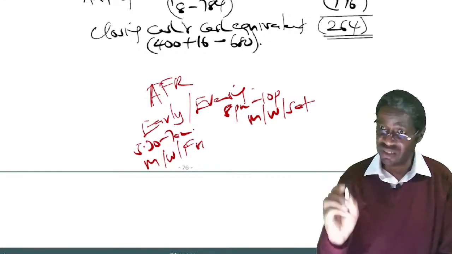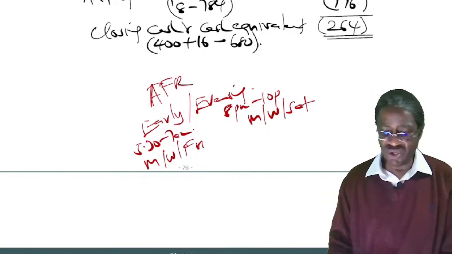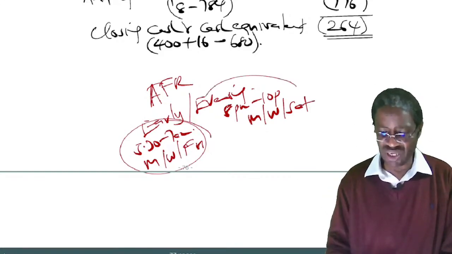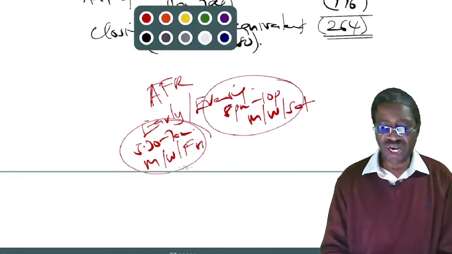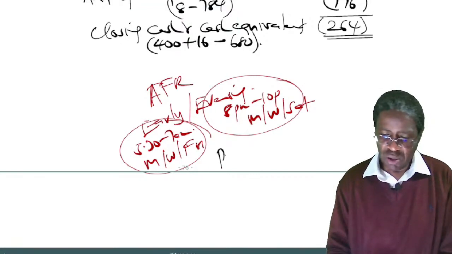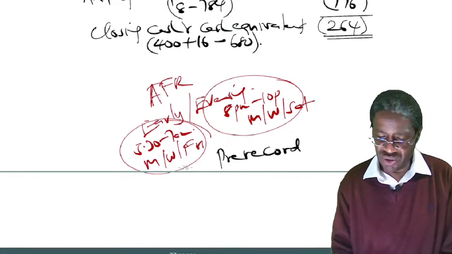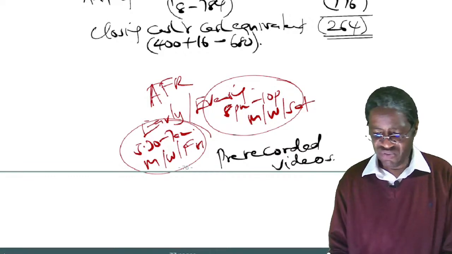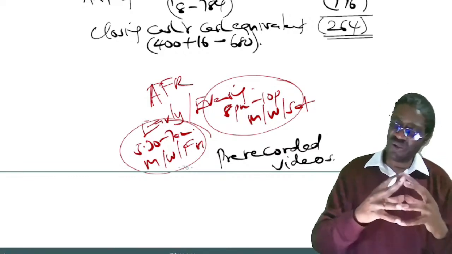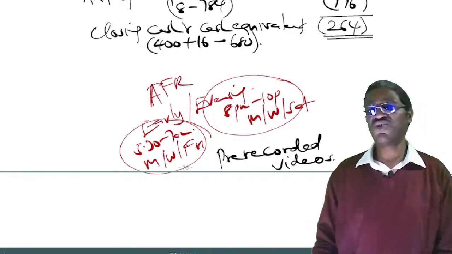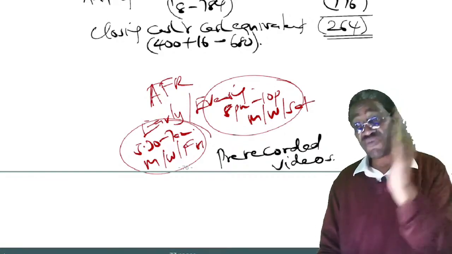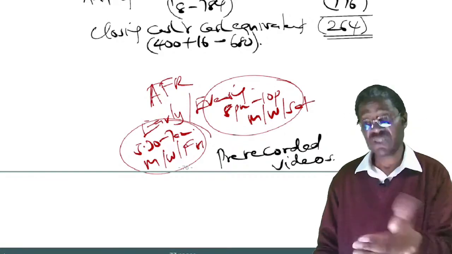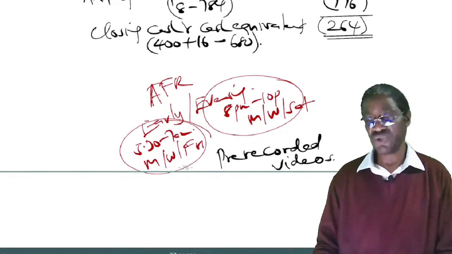Good. Listen. Alternatively, if you're not available in the early morning or in the evening, you can also buy what we call pre-recorded videos, where you buy all the videos for the whole syllabus and then listen to them at your own free time, at your own pace. That is also available.